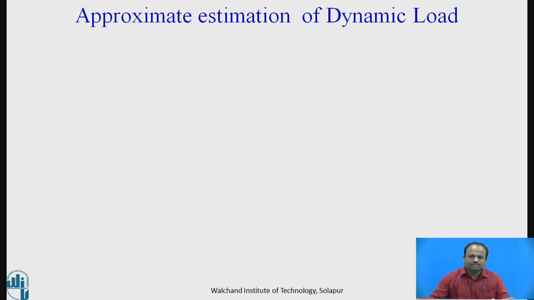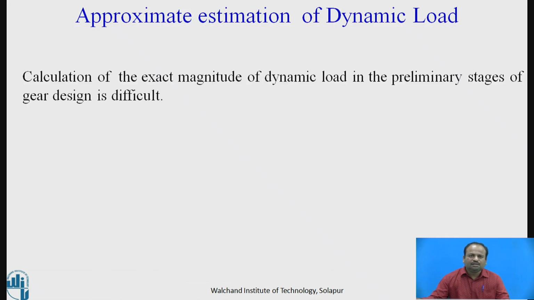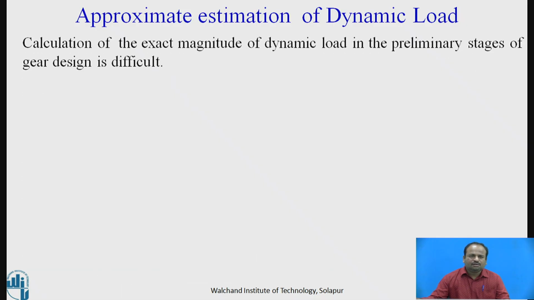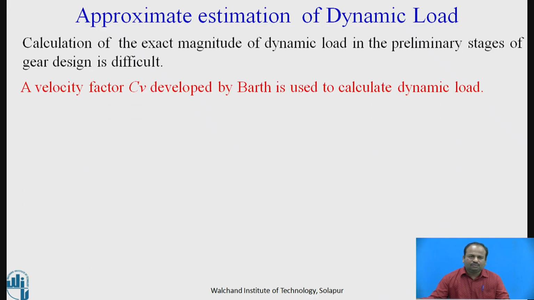Next thing is that we'll see in detail how the approximation estimation of dynamic load is calculated. Calculation of the exact magnitude of dynamic load in the preliminary stages of the gear design is very difficult. So a velocity factor CV developed by Barth is used to calculate dynamic load. For three different conditions, we are considering different velocity factors.